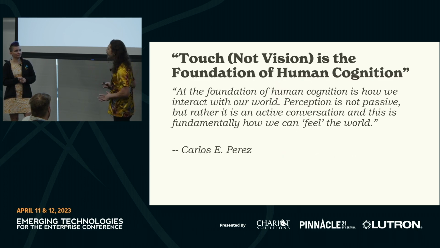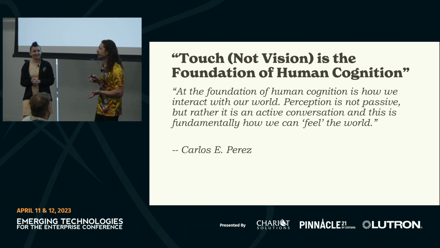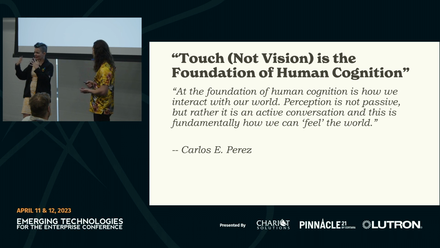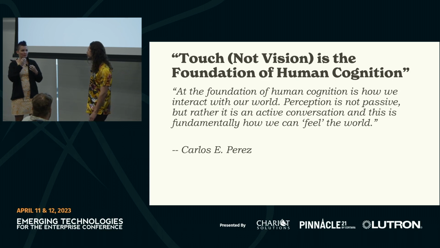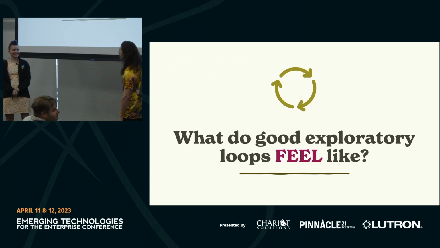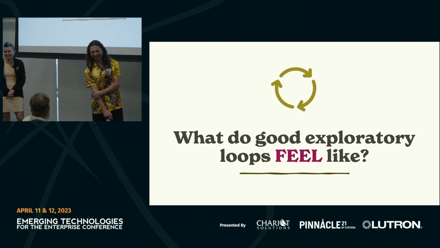Except that's not actually the best question because it turns out that human cognition is based on touch rather than vision. Yeah, we like to think that seeing is knowing, but really feeling is knowing. The babies have it right when they put things in their mouths. Yeah, in their mouths. So really the question we want to ask is, what do good exploratory loops feel like? Because we can't put them in our mouths.